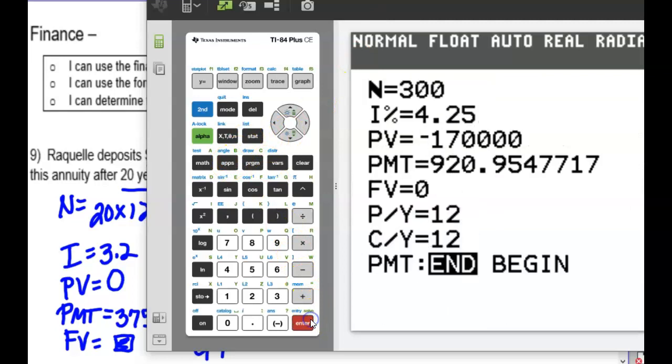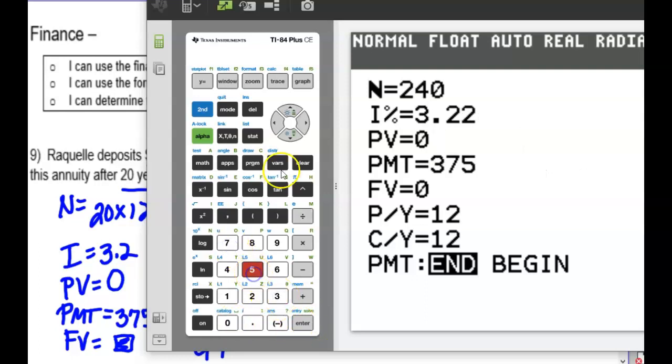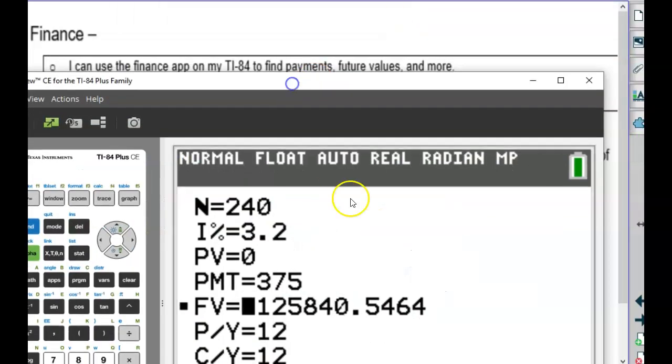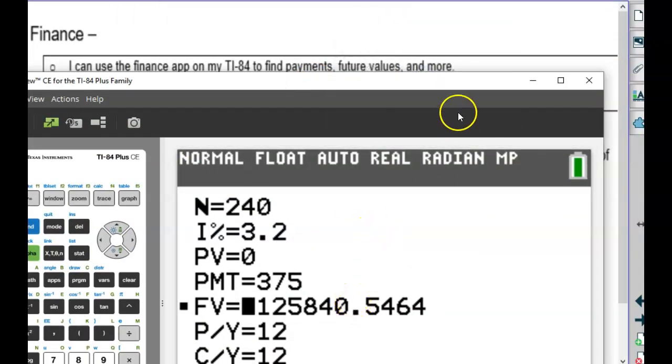Apps, enter, 20 times 12, 3.2, 0, 375. Anybody get that? Okay, so is our answer negative? No.